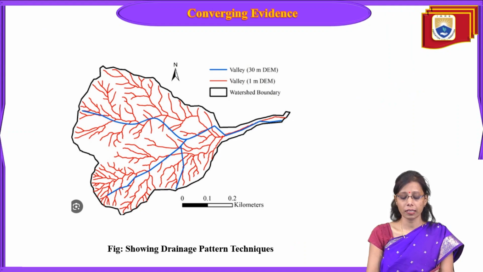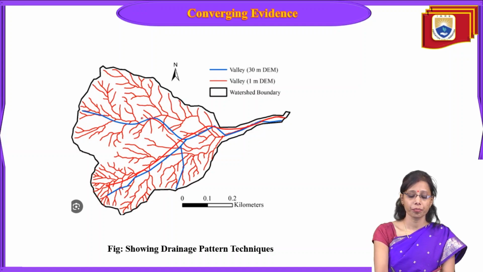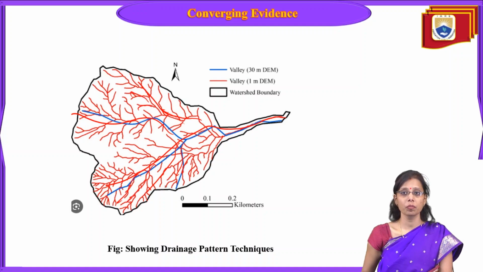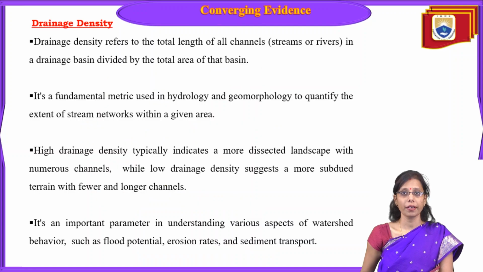Now here is one more example showing the drainage pattern techniques. So this is the main stream we can see. It's a tree-like structure, like the dendritic pattern we have seen in the previous slide. Many streams are coming and joining into the main stream. This is an example of dendritic.